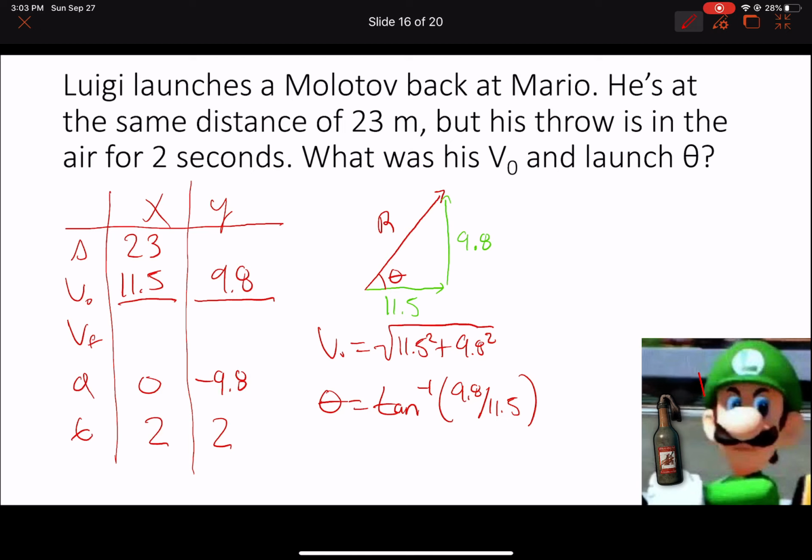Okay, and so this can be solved. 11.5 squared plus 9.8 squared, square root, is 15.12, and our angle, inverse tangent of 9.8 divided by 11.5, is 40.4 degrees. And with that, we have our V naught and we have our launch angle.